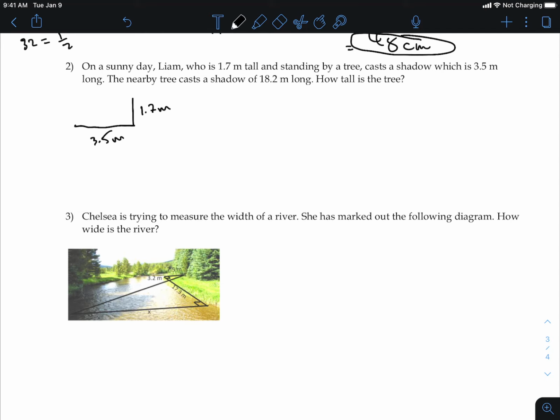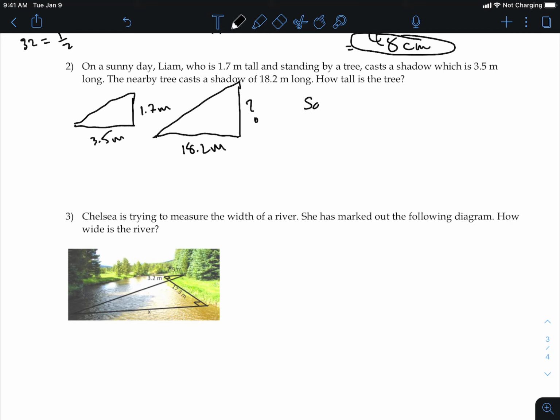The nearby tree casts a shadow, these aren't perfectly to scale, 18.2 meters long. The question is going to ask you, how tall is the tree? When you do 18.2 divided by 3.5, and then the result you get from that you multiply by 1.7. Yeah, so you could take the scale factor. I'll show you two ways to do this, Ibrahim.